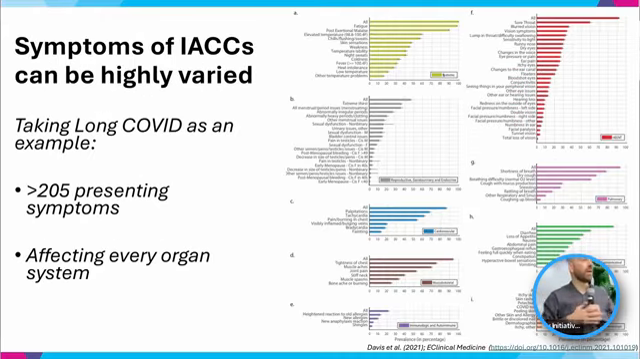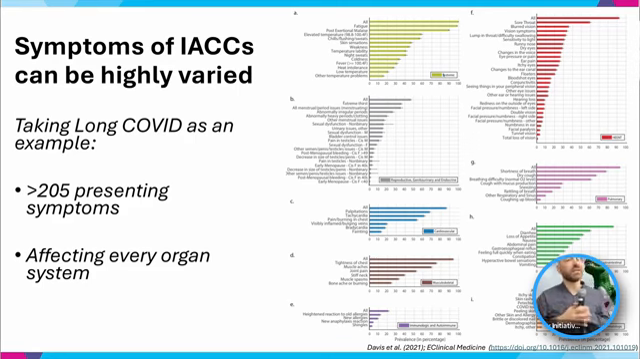I think a reason that we have for a long time ignored IACCs or minimized IACCs is because the symptoms can be extremely varied. So when it comes to diagnosis, a lot of people kind of other IACCs because of the diversity with which people can present with symptoms.